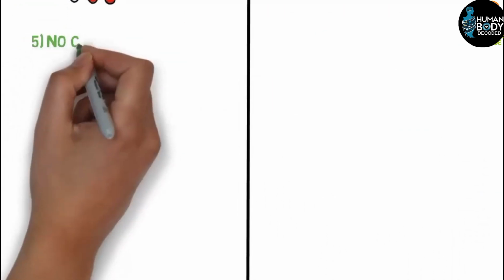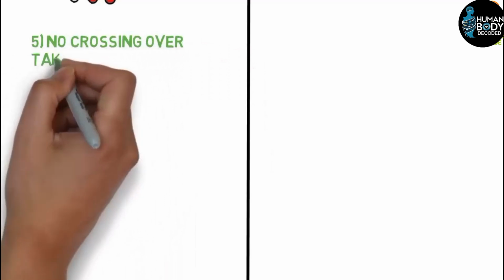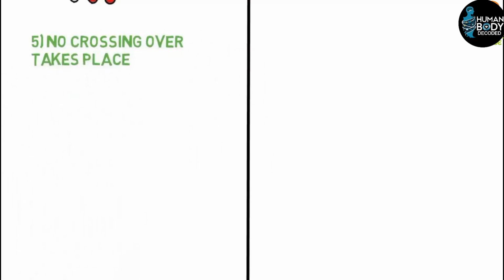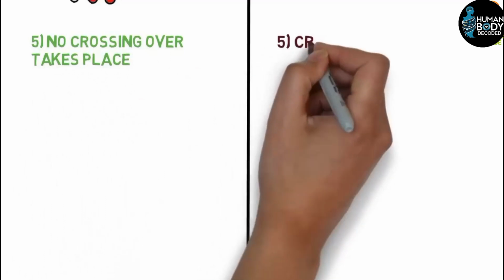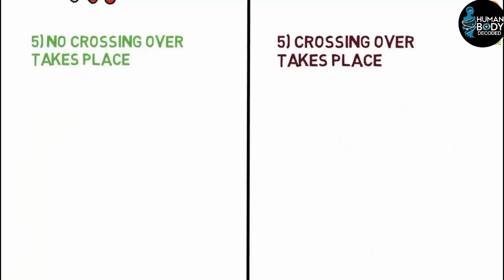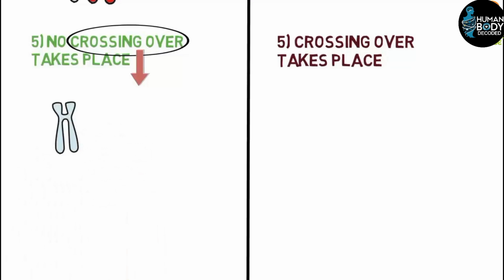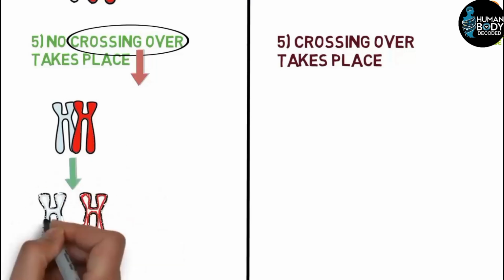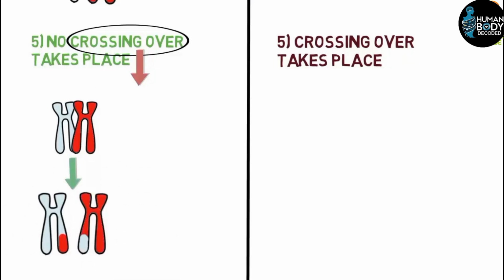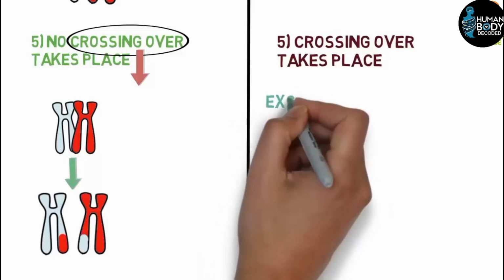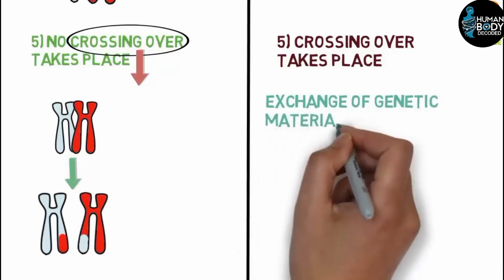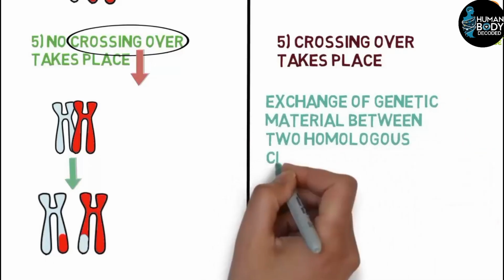Difference number 5. Crossing over. The fifth point is that in mitosis, crossing over does not occur, but in meiosis, crossing over occurs. Now, what is crossing over? Look, this is chromosome A, and this is chromosome B. When these two meet, they exchange genetic material with each other. A gives to B, and B gives to A. You can see that their arms have changed. This is what we call crossing over. Its definition would be the exchange of genetic material between two homologous chromosomes is called crossing over.